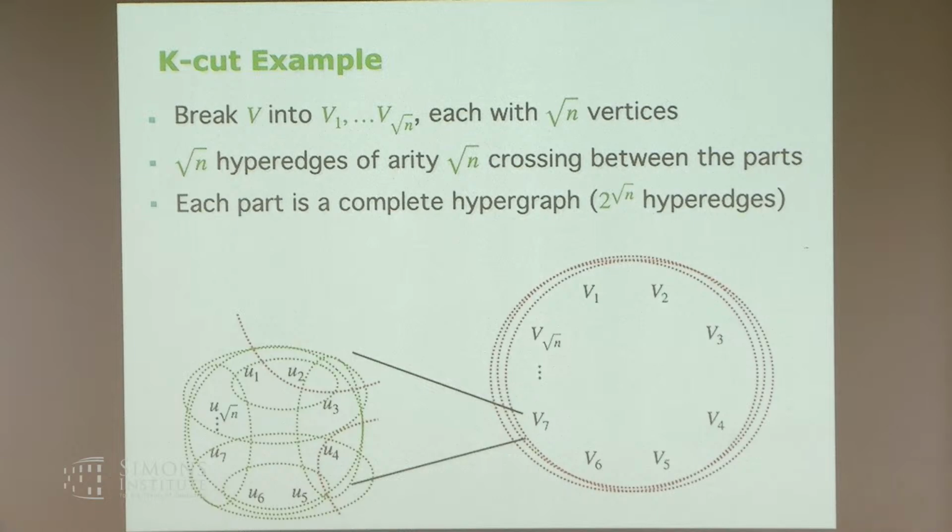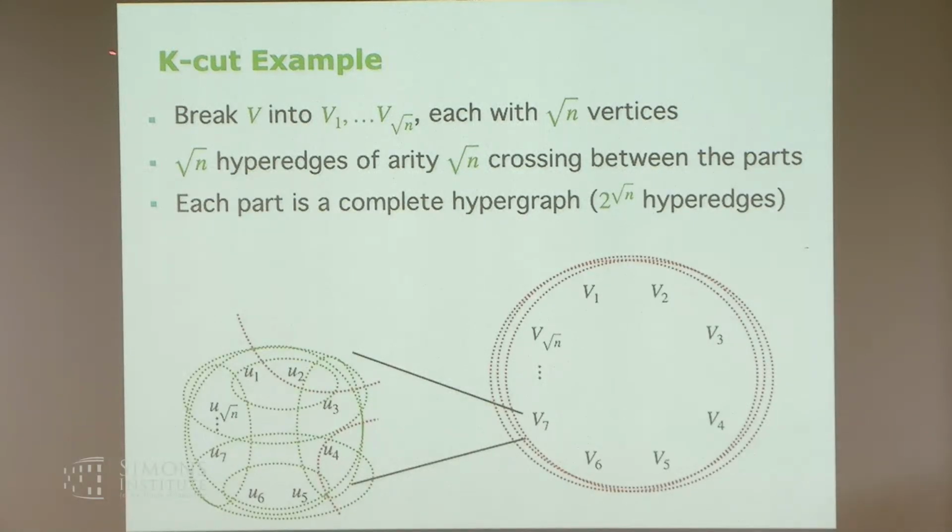So we have a hypergraph on n vertices. The size of every hyperedge will be square root n. That's to say that the arity r is square root n. And we break the vertex set into square root n different parts. Right? So we have V1, V2, V3, V4, all the way up to V square root n. These are components, each of size square root n. And now within each component, we basically have a complete hypergraph. So it has 2 to the square root n hyperedges. Every possible subset within each of these square root n components is present.